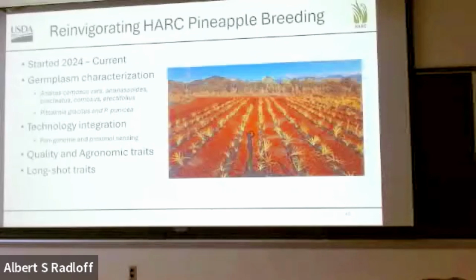And then another long shot trait. Pitcairnea gracilis and Pitcairnea puniceae are C4 photosynthesizers. All of pineapple is a CAM photosynthesizer. My thought is if I can get these to cross reliably and generate a C4 pineapple so that we can have a 1-year crop potentially instead of a 2-year crop, again, it could dramatically change the pineapple industry. So that's kind of how I'm looking at that.